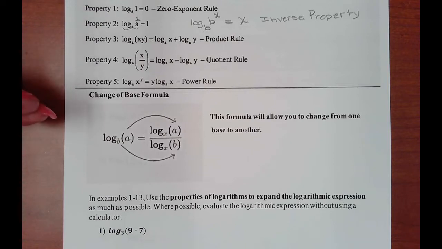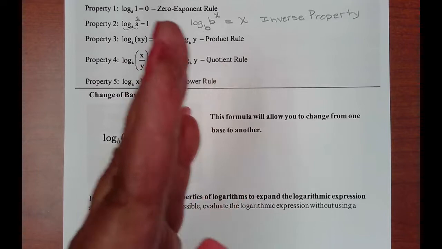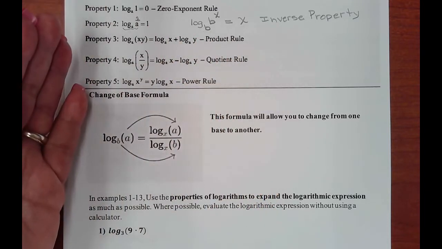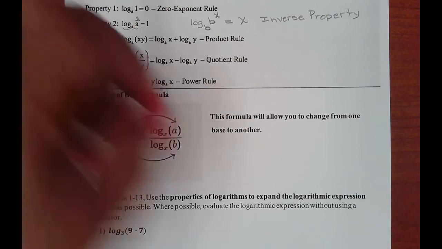All of these properties can be used going forward to the expanded side or going from the expanded version back into the single log. That's mostly the way you're going to be using these properties when you get into the next section.